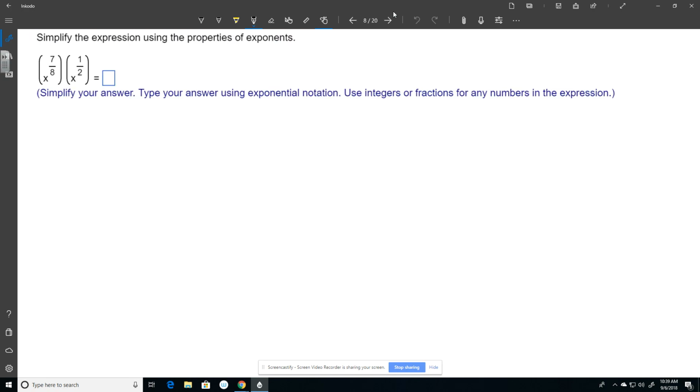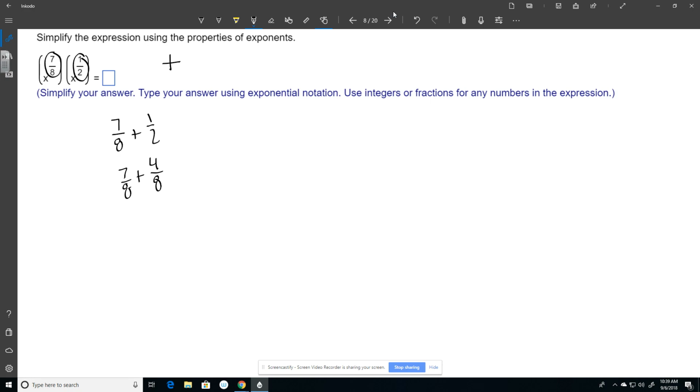Simplify the expression using the properties of exponents. Number 8. Remember, the property of exponents means if I'm multiplying these two together, I'm going to add the exponents. So I need to add 7/8 plus 1/2. I'm adding this exponent and this exponent. This becomes 7/8 plus 4/8 because we need a common denominator. Please don't add 7 and 1 and 8 and 2.